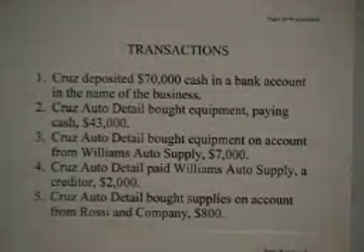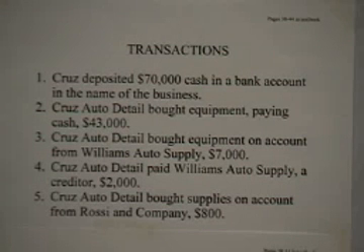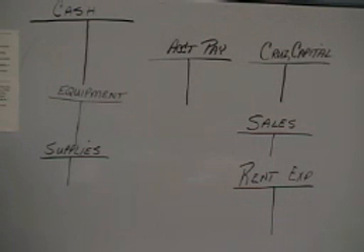Some of the transactions that are in Chapter 2, we're going to look at and analyze into their debit and credit parts. If you refer to page 44 in your textbook, it will show you the summary of these transactions. The first transaction that's listed in your textbook says, Mr. Cruz deposited $70,000 cash in a bank account in the name of the business.